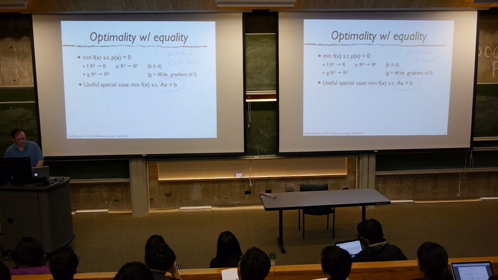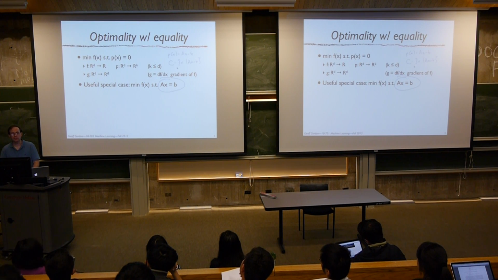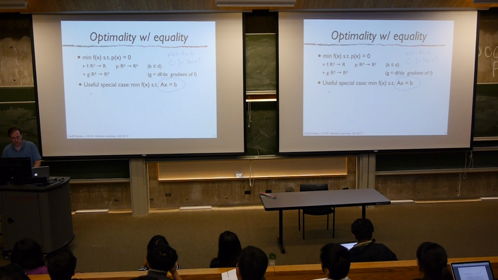So what would we like? We would like the gradient of f to be orthogonal to this constraint set C. What does that mean? In general, some vector z is orthogonal to the set C if and only if z transpose times (x minus y) is equal to 0 for all x and y in C, right?